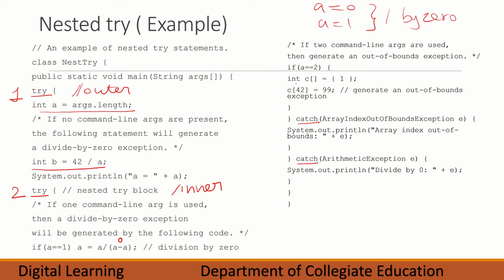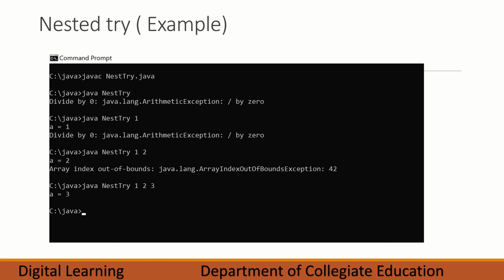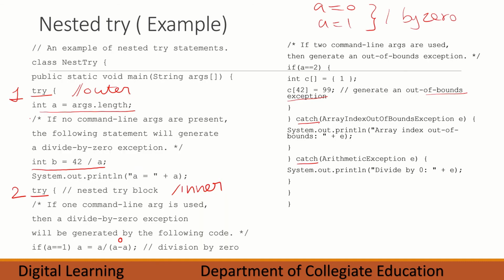Here when a is equal to 2, then we say c is equal to 1, that is array c of size 1. That is going to generate an array index out of bounds exception. So inside the inner try statement, we have a chance for two exceptions. One is divide by 0, that is arithmetic exception. The other one is array index out of bounds exception. So when you execute this particular code, when no arguments are passed, a is equal to 0 and it is going to display divide by 0. That is, the outer try is matched with the outer catch block.